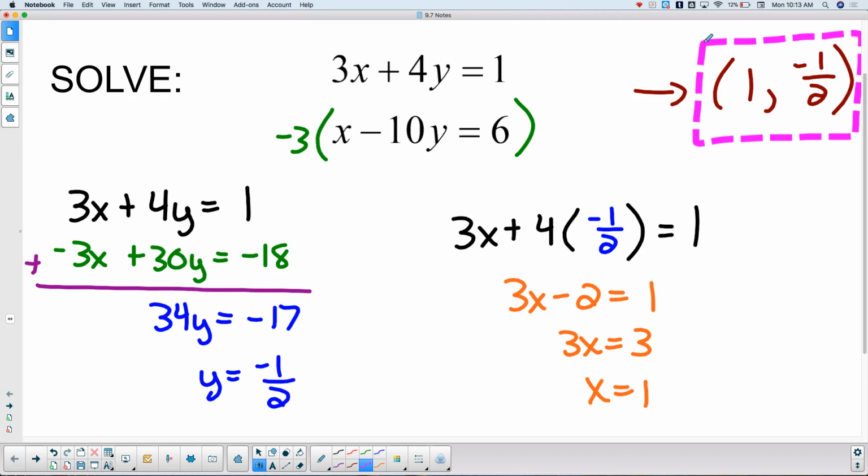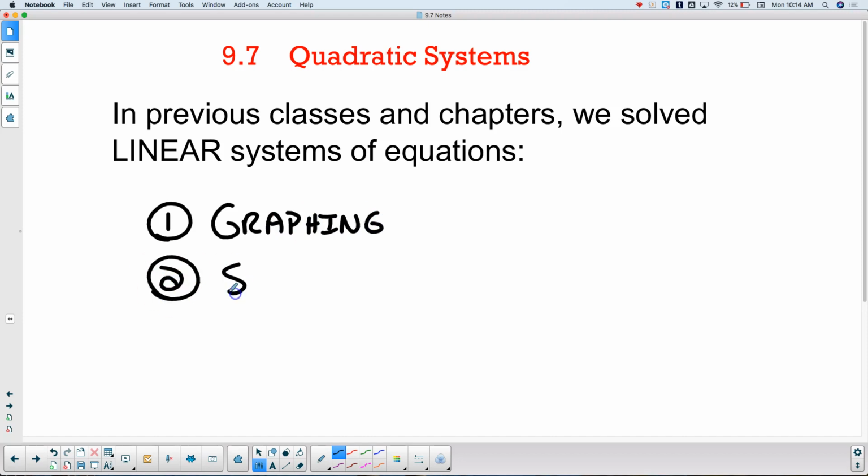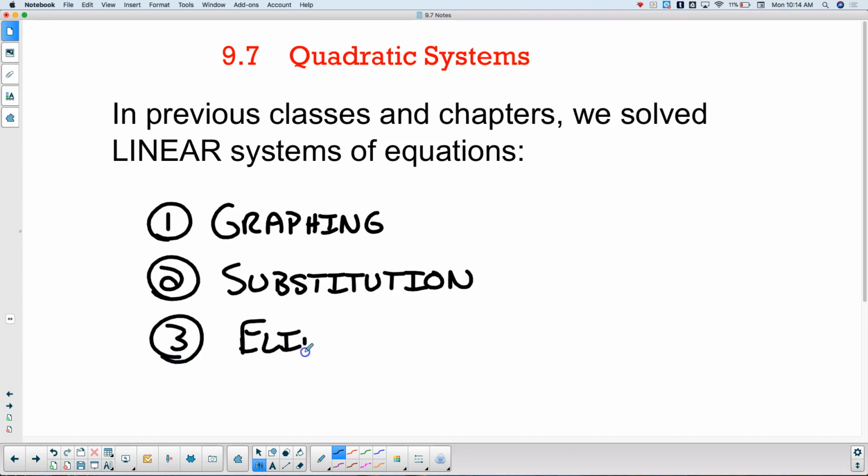Love it. So, in previous classes, in previous chapters, we solved linear systems of equations. That's exactly what we just did. We said we can solve them by graphing. We can solve them by substitution. Or we could solve by elimination. We just talked all about all those. Okay? So those are the tools that we have in our toolbox.